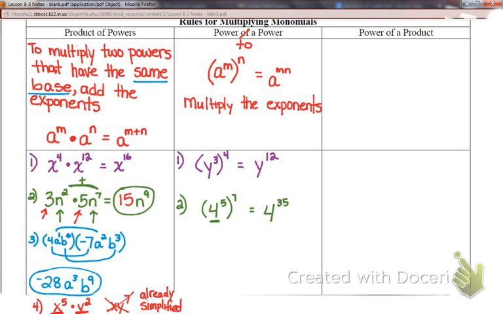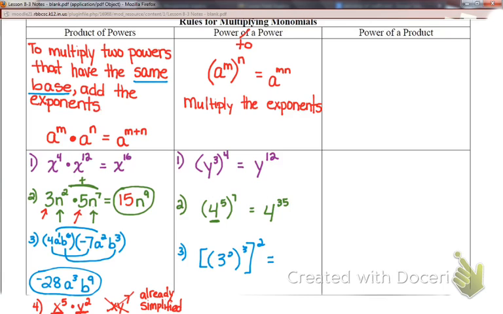And a final example of this, let's say I go kind of crazy here, and we have 3 to the second. We're going to take that to the third, and then take that and square it again. So that's 3 to the second, to the third, and then to the second.